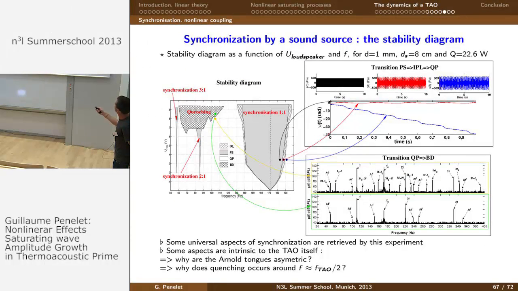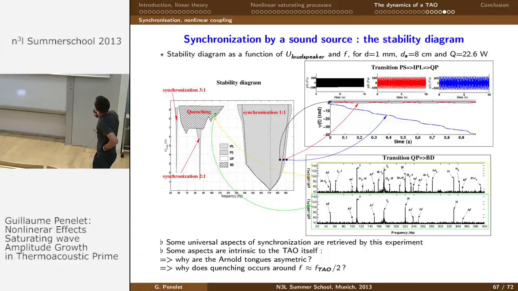So in the next slide, these are the results. This is the frequency of the loudspeaker. This is the voltage applied to the loudspeaker. And these are the so-called Arnold tongues. We have a region of synchronization here, another region here, for which the thermoacoustic oscillator will shift its own frequency so that it is twice the frequency of the loudspeaker. We have another Arnold tongue here, and this is a region for which we have quenching.